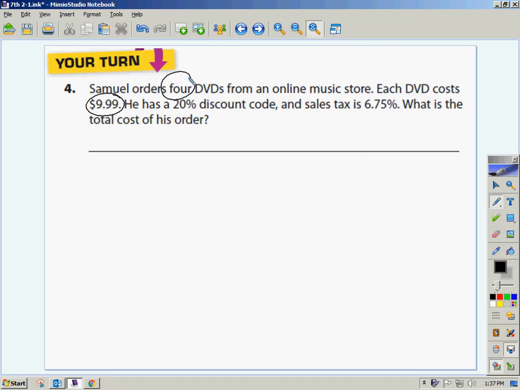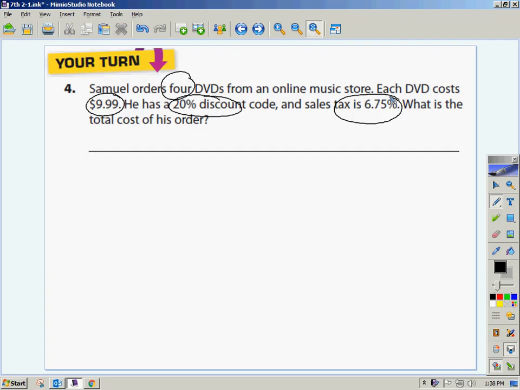He has a 20% discount code. So there's a percentage of my total that's going to be taken off. It's a decrease. So that's the second part of the problem. He's also got to pay what? He's got to pay tax. That's an increase. That's a third part of the problem. So you've got to be sure that you're working out these problems in steps.